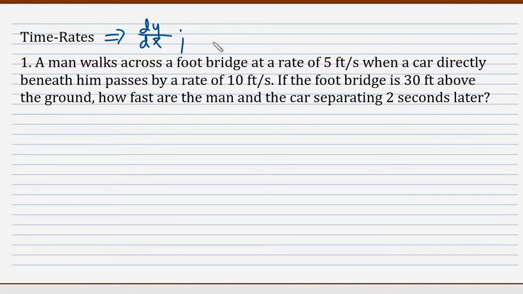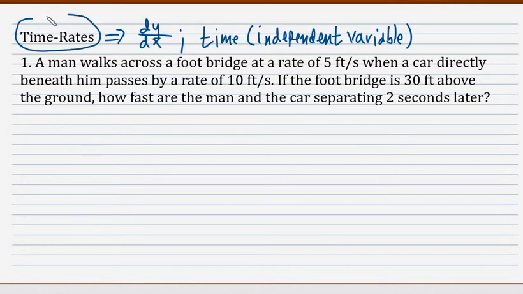So let's say time is our independent variable. Then whatever the function is, if we get the derivative, it would be a change with respect to time, and therefore the topic of time rates. So let's answer some example problems here.